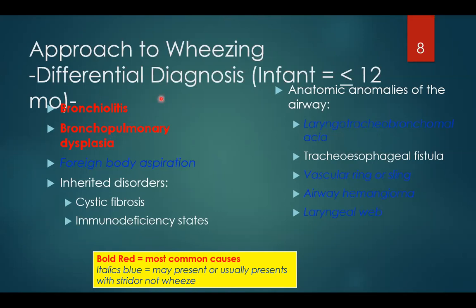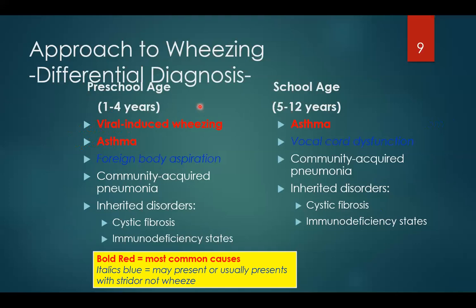So bronchiolitis is a big deal with little kids, all ages of children, but particularly young children. Bronchopulmonary dysplasia is a congenital abnormality that is very common. In the blue italics, these may present, but usually present with stridor, not a wheeze. So this would be foreign body aspiration, laryngotracheomalacia, vascular ring or sling, airway hemangioma, and laryngeal web. So a lot of things to think about. I wouldn't get caught in the weeds on those, but you need to know these big ones, particularly bronchiolitis, which is a very testable question.